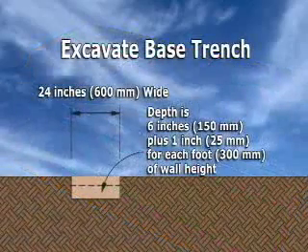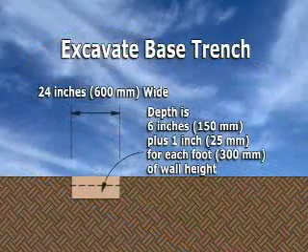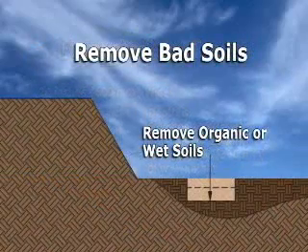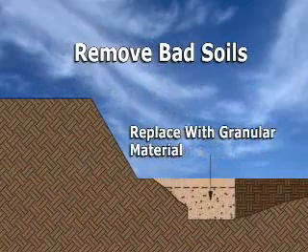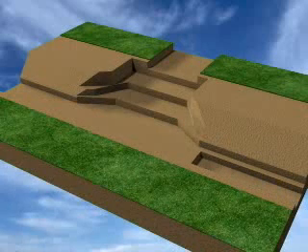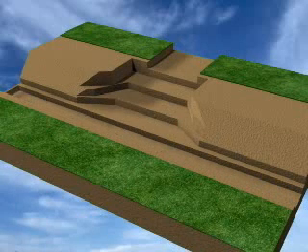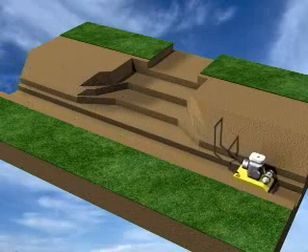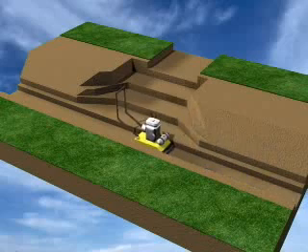The minimum width for a base trench is 24 inches. The depth of the trench is determined by allowing for 6 inches of base material plus 1 inch per foot of wall height. If organic or wet soils are still present in the base trench area, they must be removed and replaced with granular material. Excavate the base trench to the necessary depth. Then compact and level the base trench, making a minimum of 2 passes with a mechanical plate compactor.